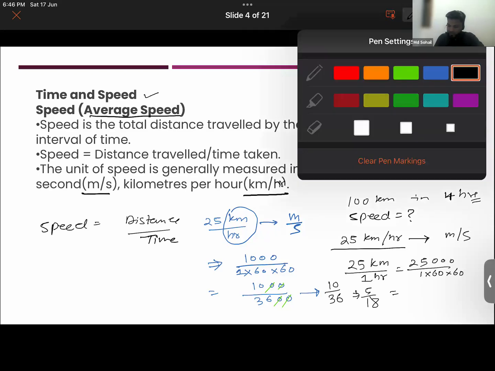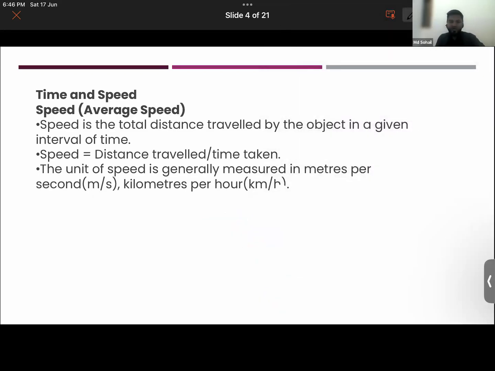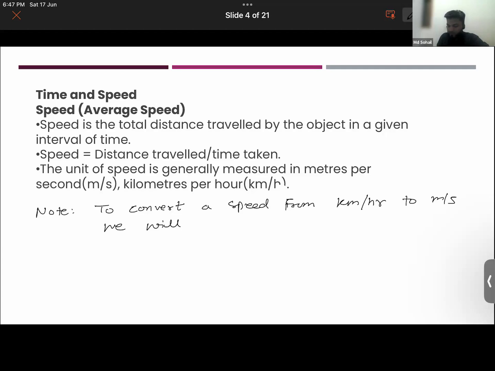All right. So we can conclude from here that to convert a given speed from kilometer per hour to meter per second, we can simply multiply it by 5 by 18. So note here, to convert a speed from kilometer per hour to meter per second, we will multiply it by how much? 5 by 18. Exactly. 5 upon 18.